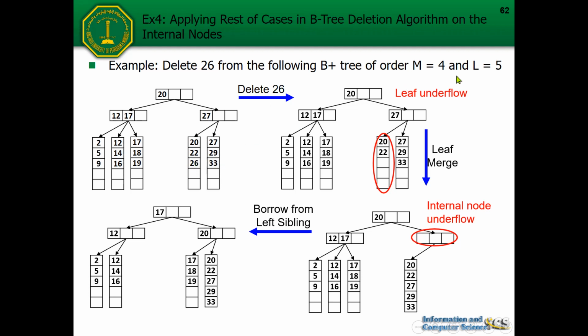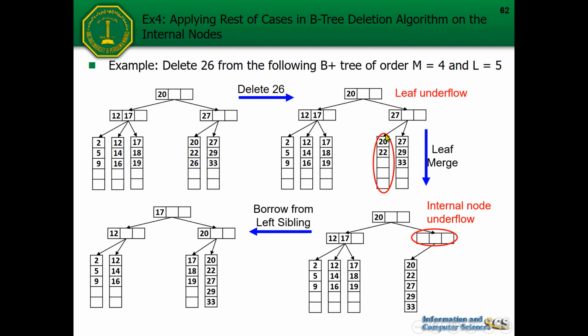Then we need to check that M is 4 and L is 5. So for the leaf, the minimum number of keys should be 5 divided by 2, 2.5. You do the ceiling operator, it becomes 3. So the minimum number of keys for the leaf should be 3. If we delete 26 from this node, this node will become underflow.